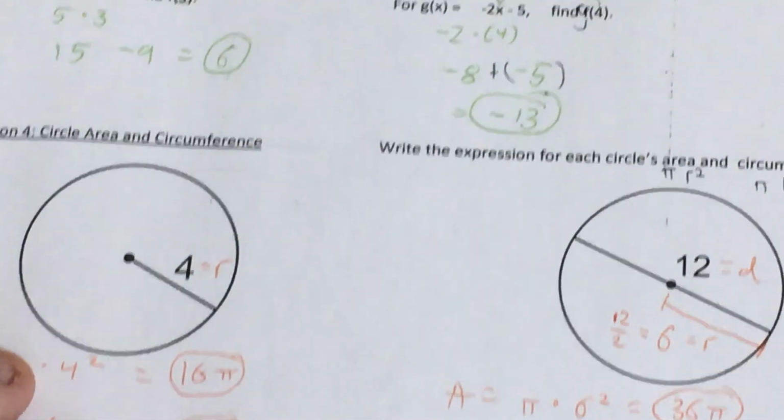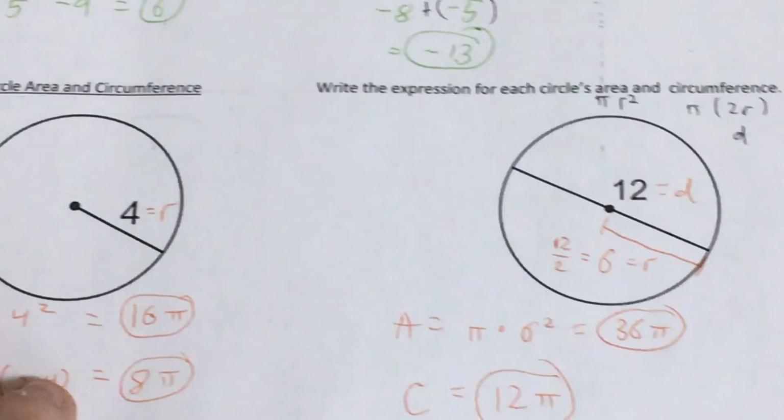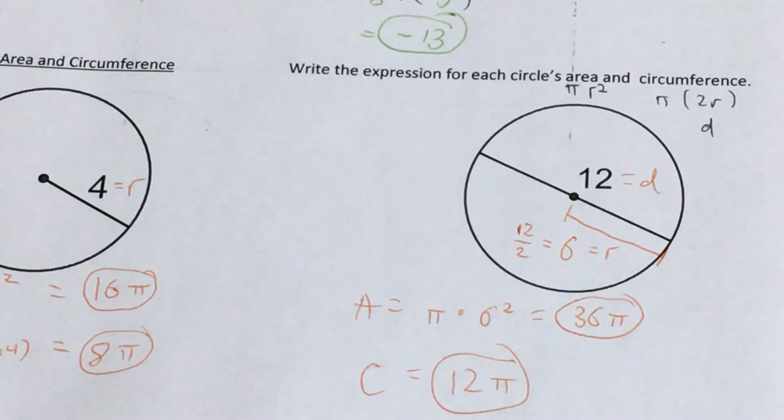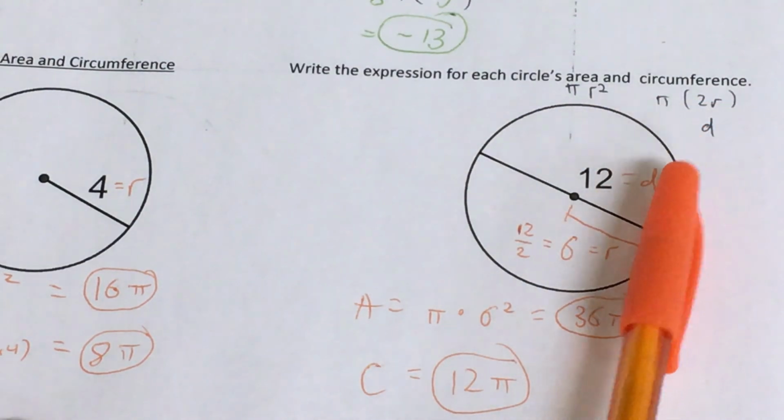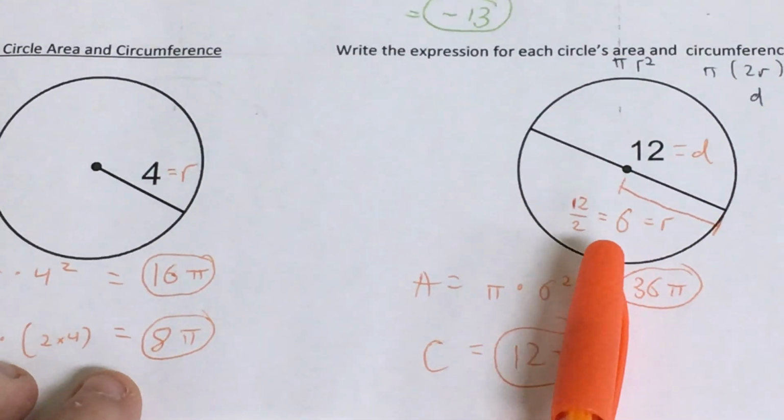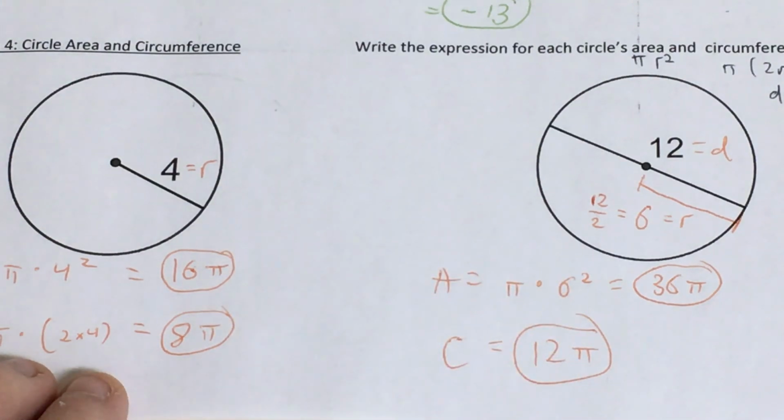So again, this kind of builds off that whole evaluating expressions piece, because what we're doing here is we're taking a number that the problem gave us for radius or diameter, and we're plugging it into each appropriate expression in order to get something out of it that represents area or circumference.